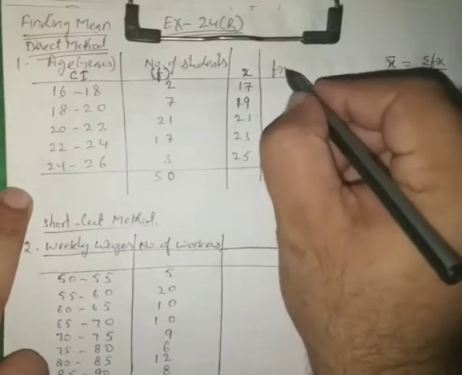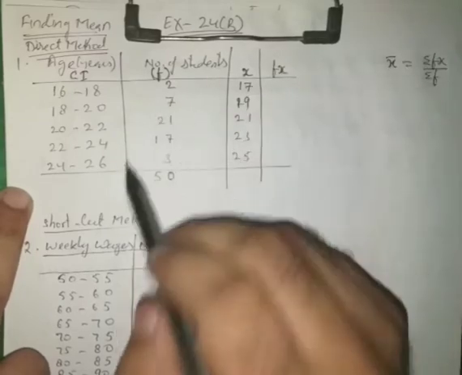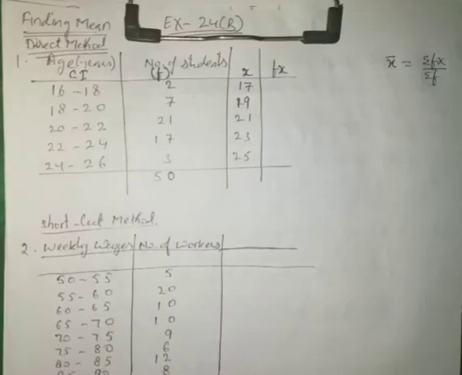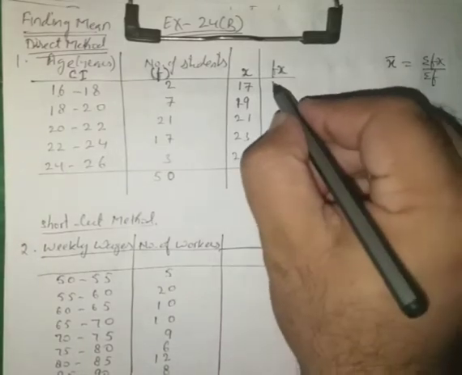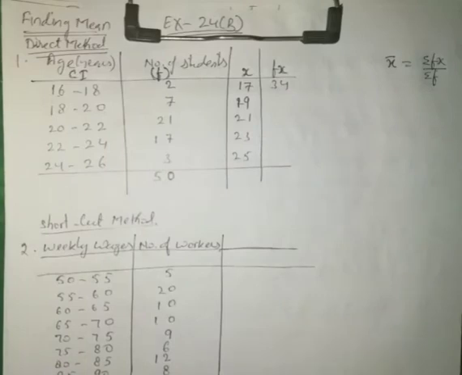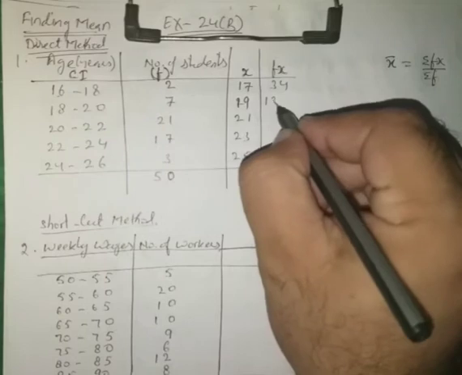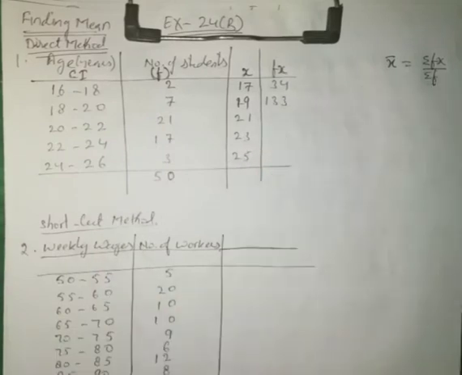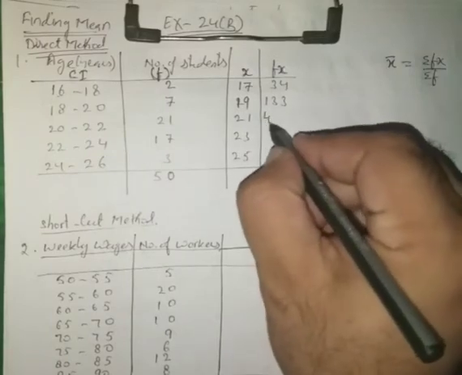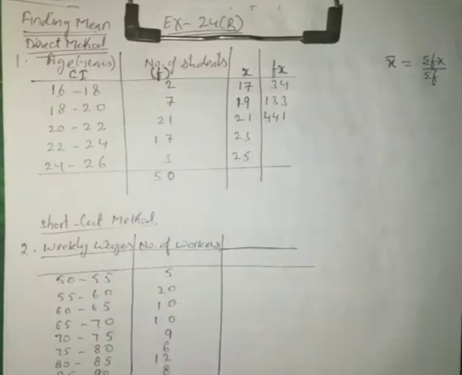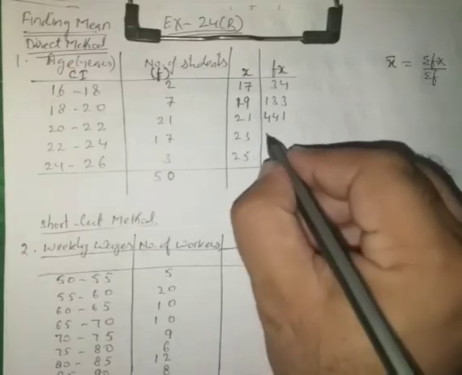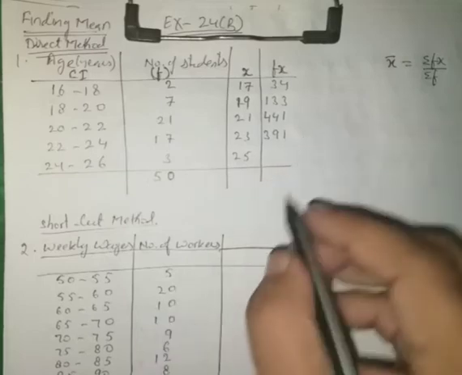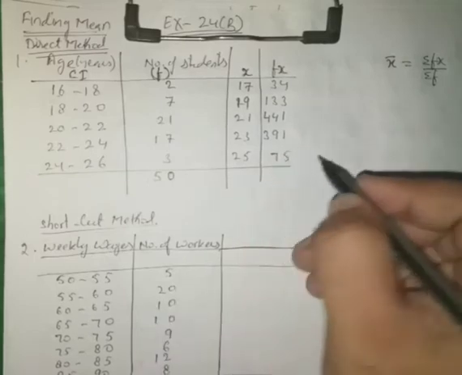For fx, we will multiply these two values. So 17 multiplied by 2 is 34. 19 multiplied by 7 is 133. 21 multiplied by 21 is 441. 17 multiplied by 23 is 391. And 25 multiplied by 3 is 75.